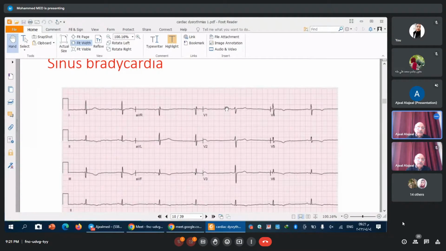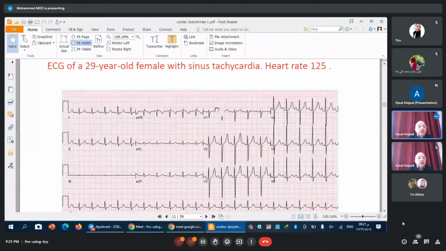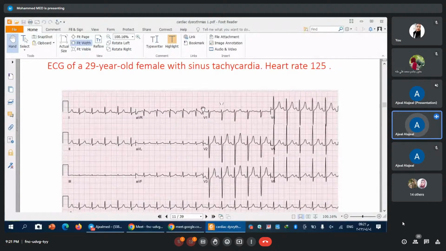Next slide, please. This is sinus tachycardia. Here you can see an ECG from a 29-year-old female with sinus tachycardia. The heart rate is 125 beats per minute. But again, the cardiac cycle is normal. There is P wave, QRS, T, and the heart is dead regular. This occurs with anemia, thyrotoxicosis, fear and excitement, and exercise. Next slide, please.